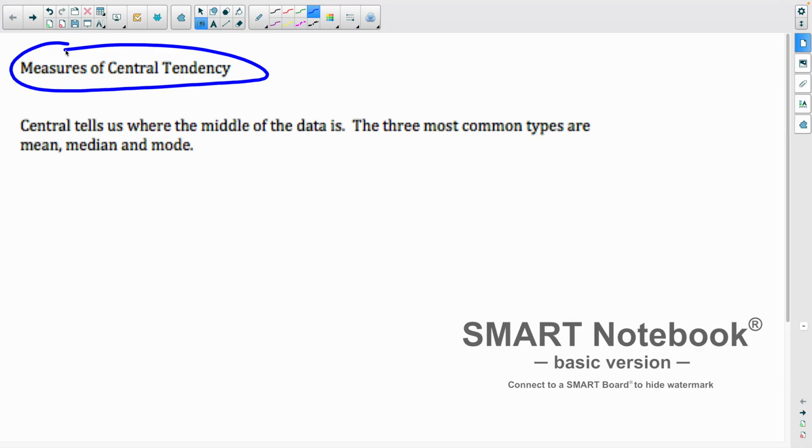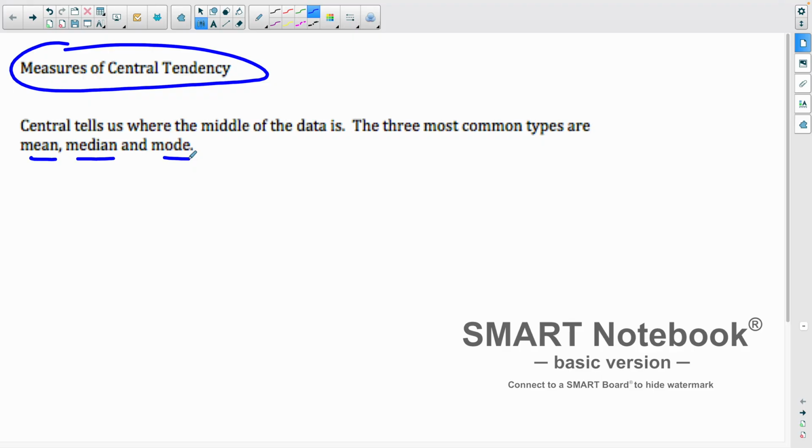You've done measures of central tendency, but you may not have said measures of central tendency. All right? We want to look at the middle of the data. That's what measures of central tendency means. We're looking at the middle. There's three ways that we can look at the middle: mean, median, and mode. There's three different ways to look at the central tendency of the data.